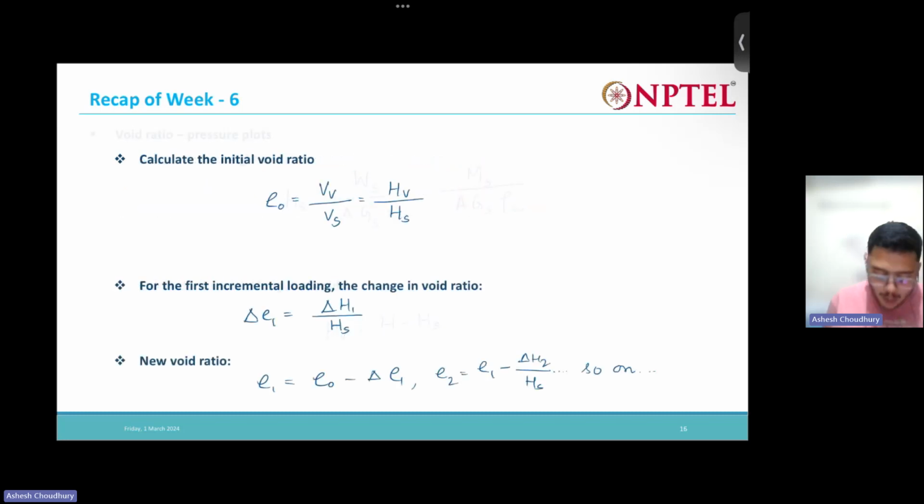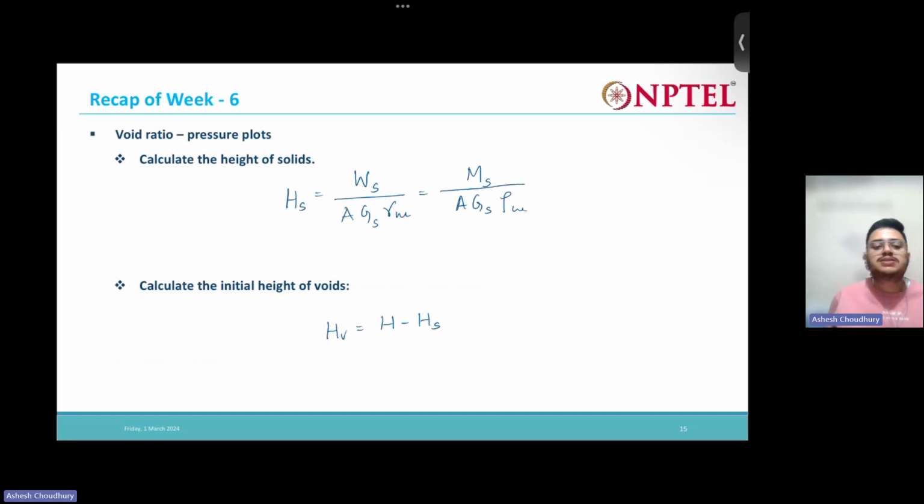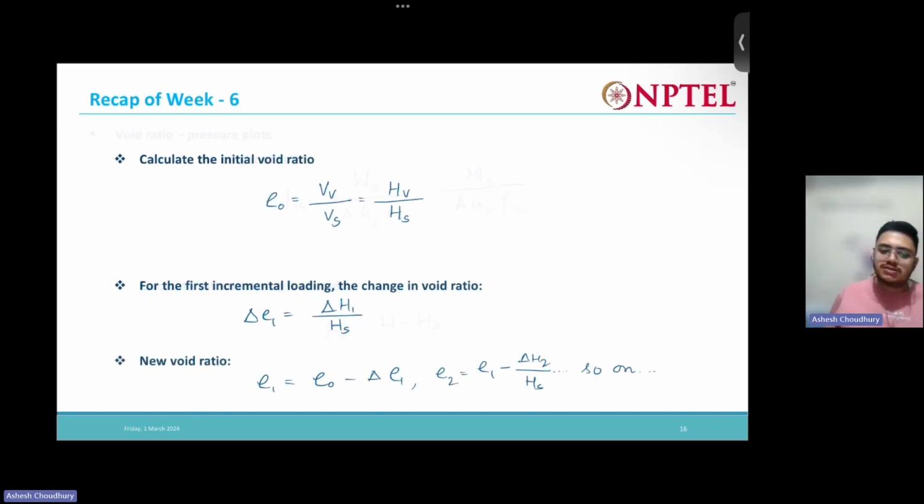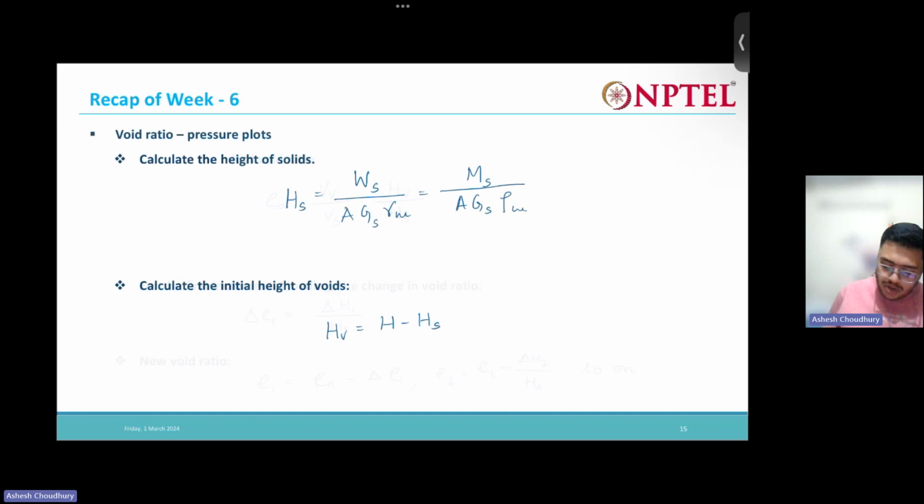Now, as I said, we need to get the void ratio versus pressure plots, or void ratio versus effective stress plot. Now, how to actually get that?